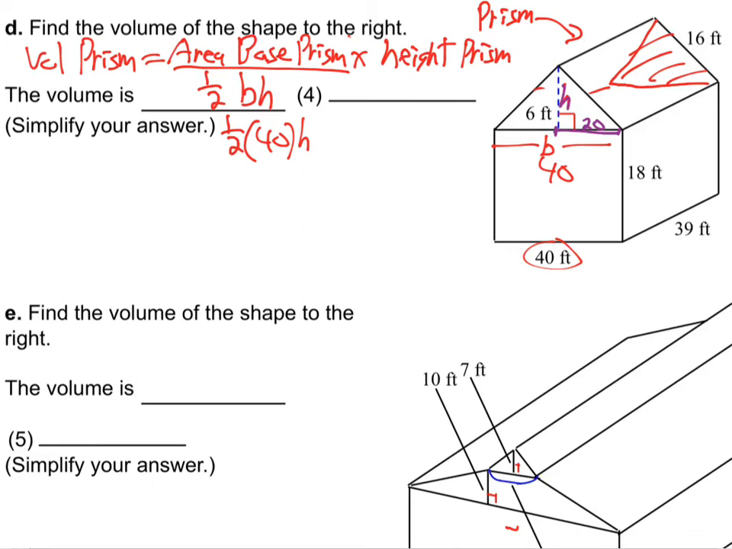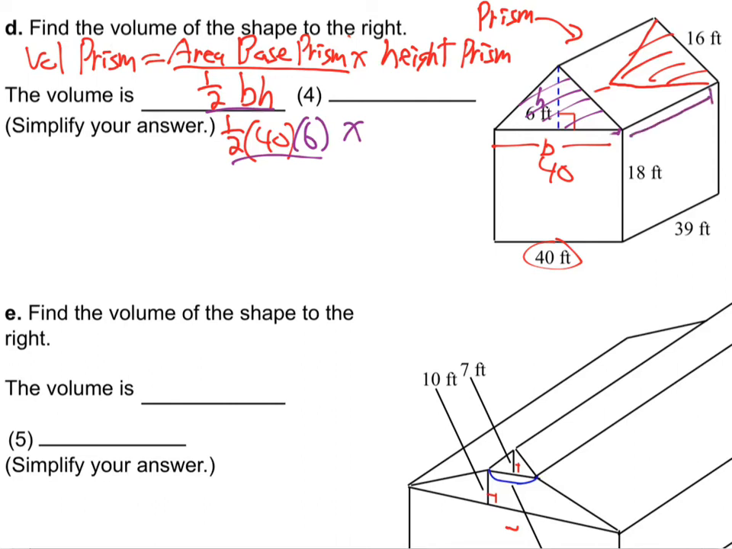I'm sorry, I'm getting confused. I don't need the Pythagorean theorem. The base is the 6. I'm sorry, the height is the 6, I mean. This is the height. It's the 6 foot they're telling me right there. That little height is the 6 foot. So that's the 1/2 base times height for that little triangular base. This little triangular base is 1/2 times 40 times 6 times the height of the prism.